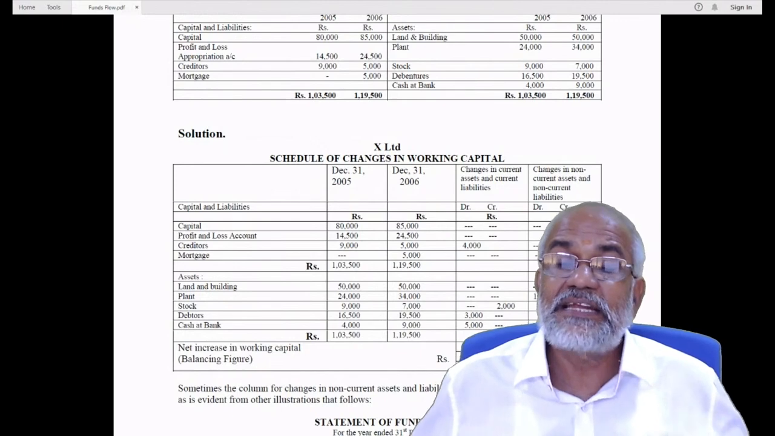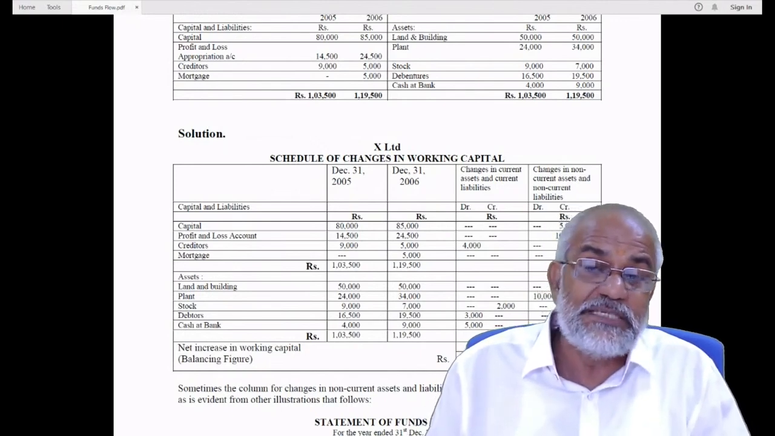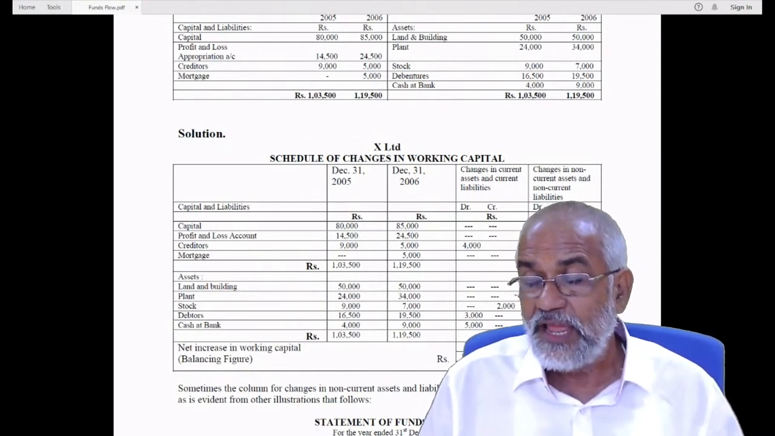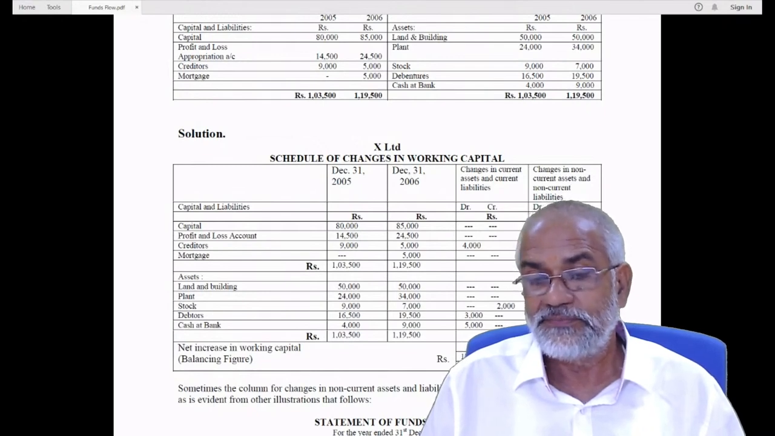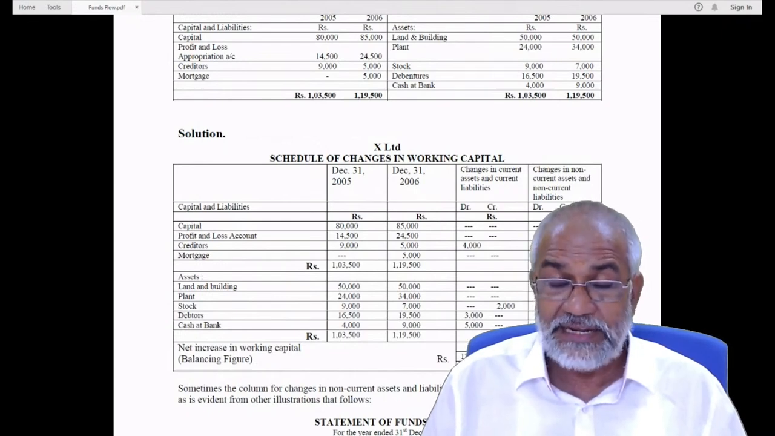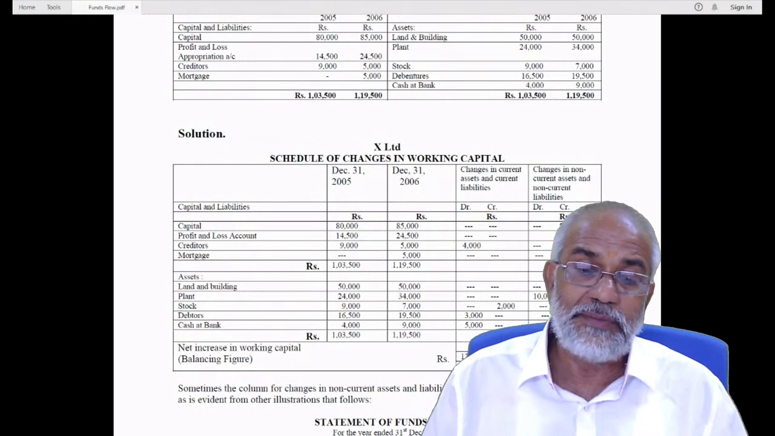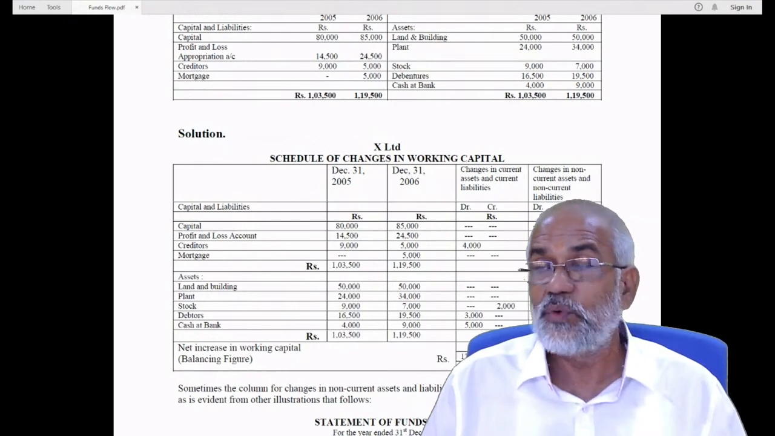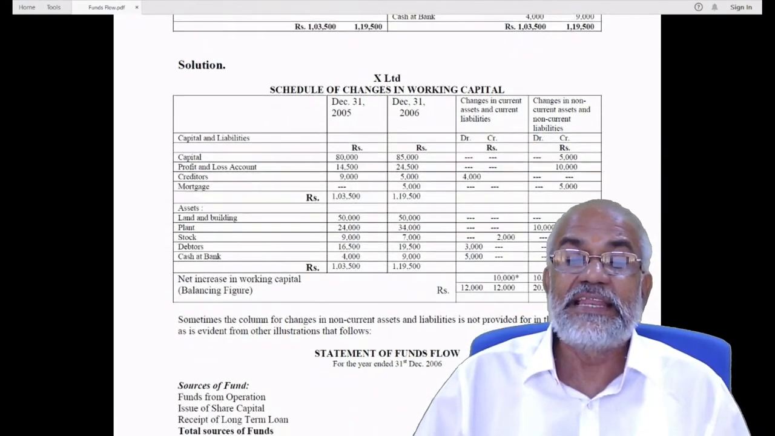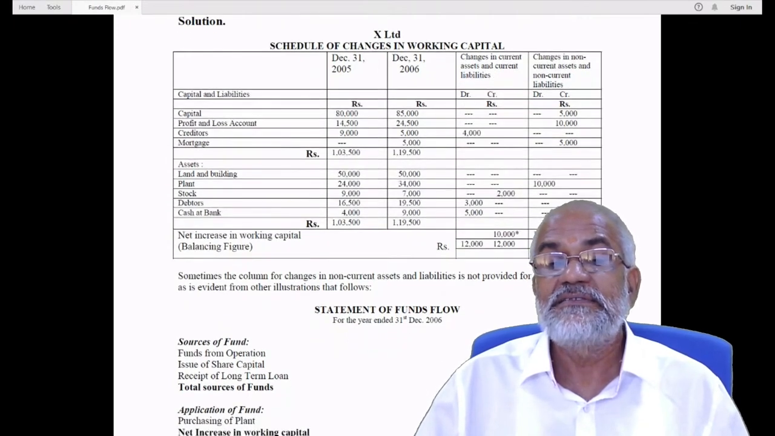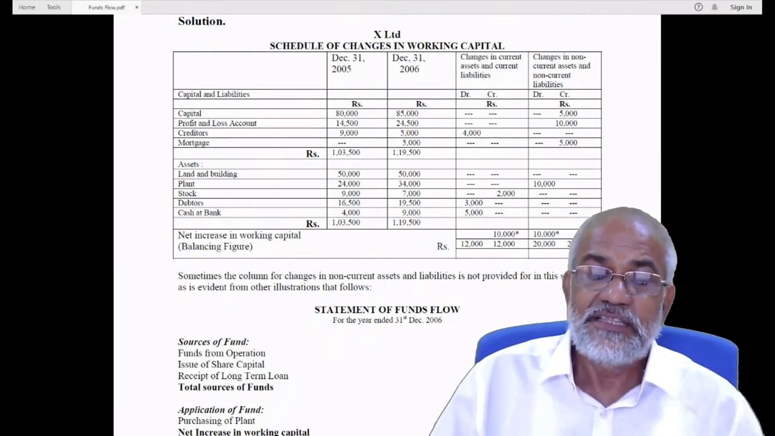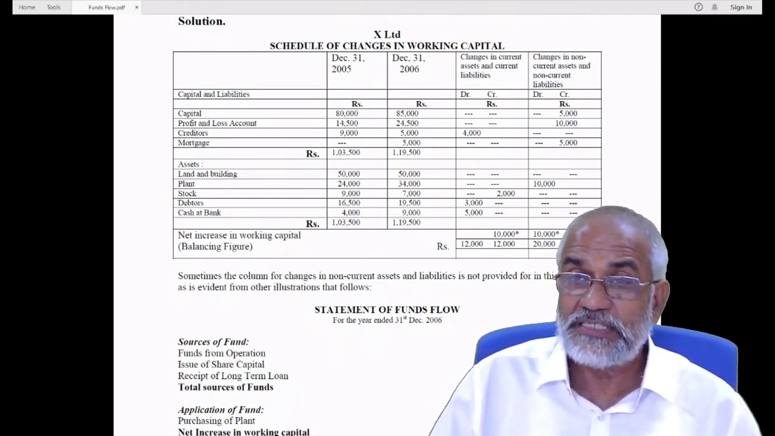It may so happen that at times when the statement of changes in working capital is being prepared, the balancing figure may appear in the debit column of the current category and the credit column in the non-current category. In that case, the balancing figure would be titled as the net decrease in working capital. Net increase in working capital is an application, and net decrease in working capital is a source. So this is about the first advantage of the two additional columns for the non-current category.